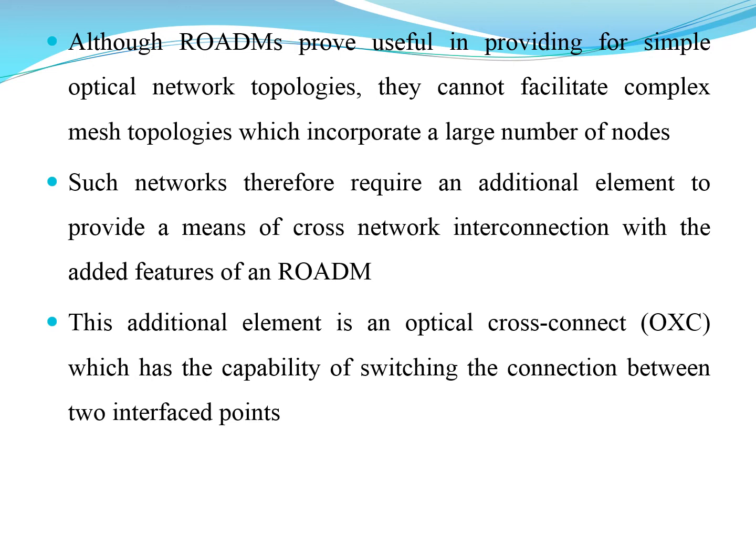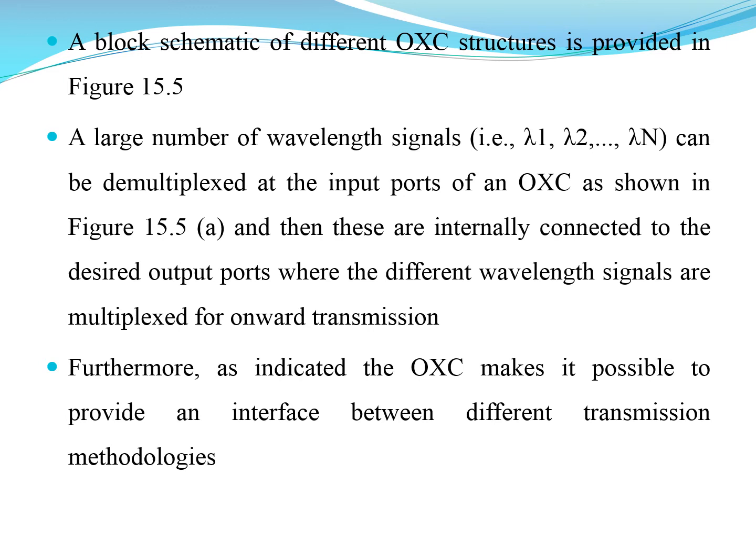Such networks that we consider here can have a cross network interconnection with added features used by the ROADM. So the additional element we are using here is an optical cross connect. We call it OXC, that is optical cross connect switch, which has the capability of switching the connection between two interfaced points. That is the advantage or functionality of OXC, so that it can establish a connection. We will see this with the block schematic later with the different OXC structures.